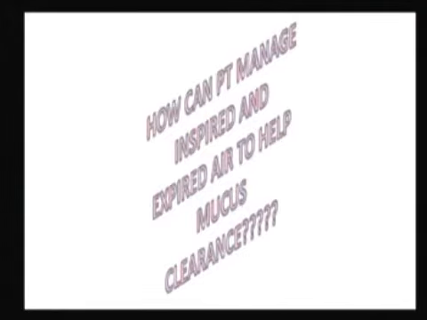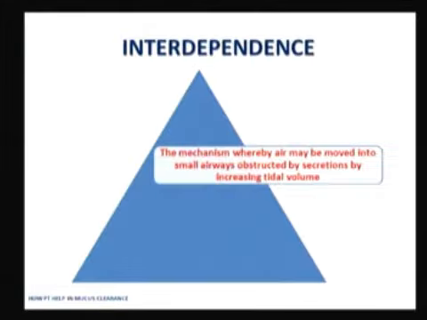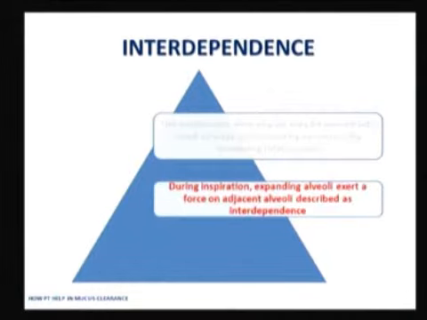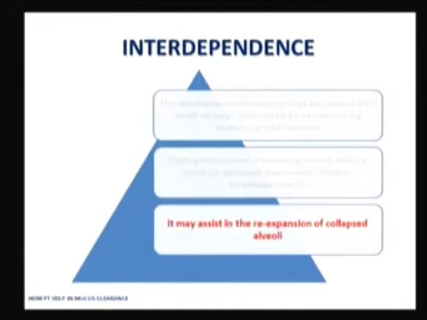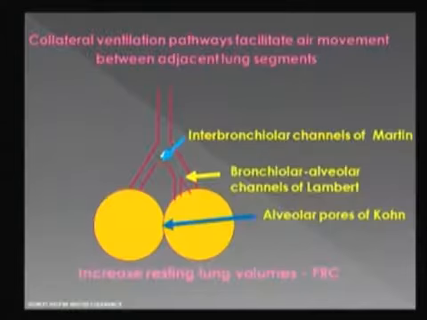So how can we use what we just said to manage mucus? We can increase air entry to the alveoli. This is what we call interdependence, the mechanism whereby air may be moved into small airways obstructed by secretion by increasing tidal volume. So we ask the patient to inspire and hold the breath a little bit. We will use the Kohn pores to do what is called interdependence. During inspiration, expanding alveoli exert a force on adjacent alveoli, described as interdependence, and it may assist in the re-expansion of collapsed alveoli. This is because we don't have cilia. The effects of interdependence are believed to be more marked during deep breathing.